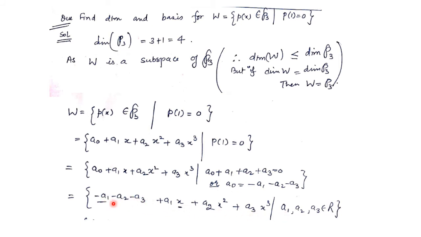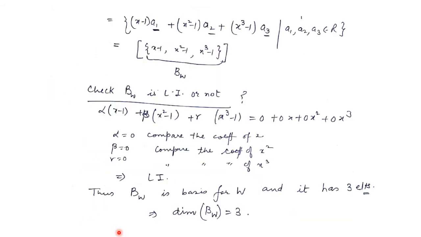Now in the next step we will take A1 common, so x minus 1. Then A2 common, we get x squared minus 1. Then take A3 common, we get x cubed minus 1. So W can be written as (x minus 1) times A1 plus (x squared minus 1) times A2 plus (x cubed minus 1) times A3, where A1, A2, A3 are real numbers.